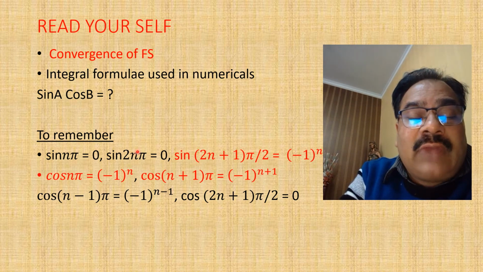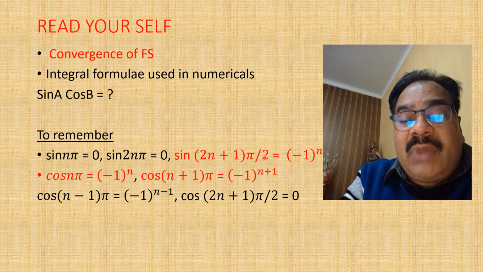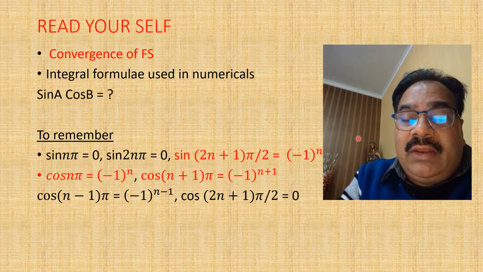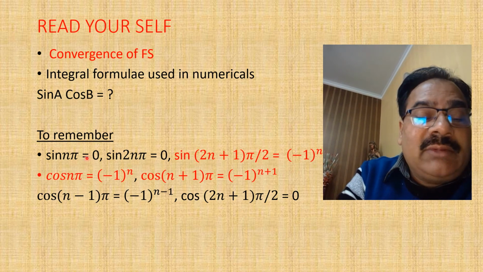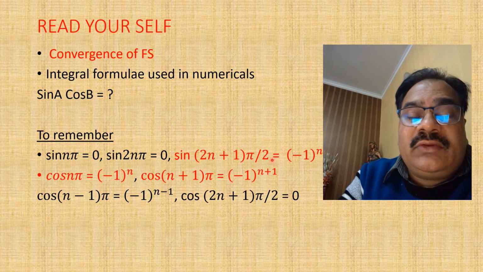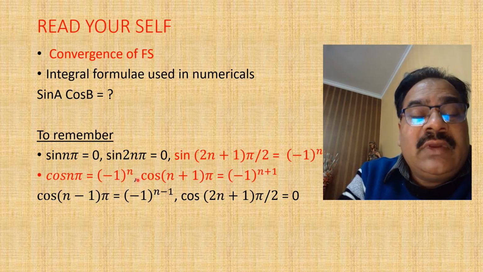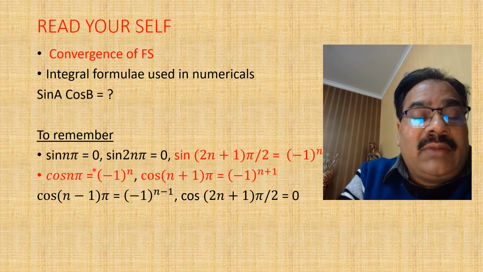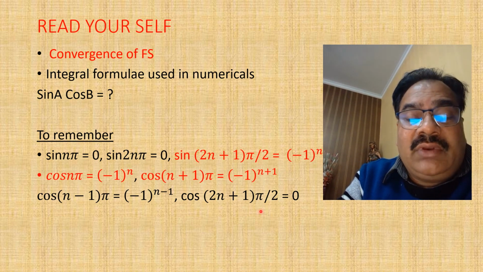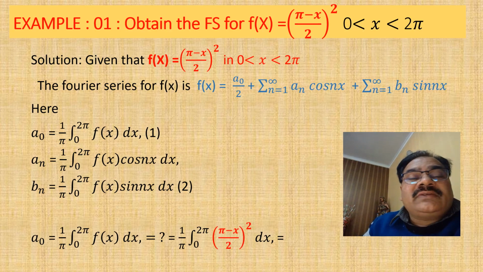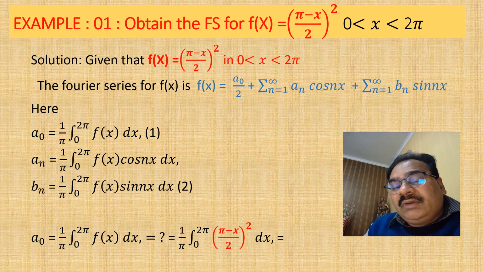Sine n pi is 0, sine 2 n pi is 0, sine (2n plus 1) pi by 2 is minus 1 power n. This will vary upon n. If n is even, the value is plus 1. If n is odd, then the value is minus 1. Similarly here, cosine n pi is minus 1 power n. It will be hugely used during the discussion of Fourier series. Cosine (n plus 1) pi is minus 1 power n plus 1. And cosine (n minus 1) pi is minus 1 power n minus 1. Cosine (2n plus 1) pi by 2 is 0. Okay, so this is the base of the Fourier series.